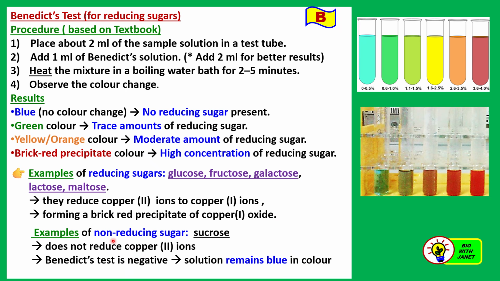Okay, now examples of non-reducing sugar, there's only one example here, which is sucrose. It does not reduce copper 2 ions in Benedict's solution, so the Benedict's test will be negative if you mix Benedict's solution with sucrose and you heat it up. The solution will remain blue. Don't say no color change. I'll just say it remains blue or blue color.